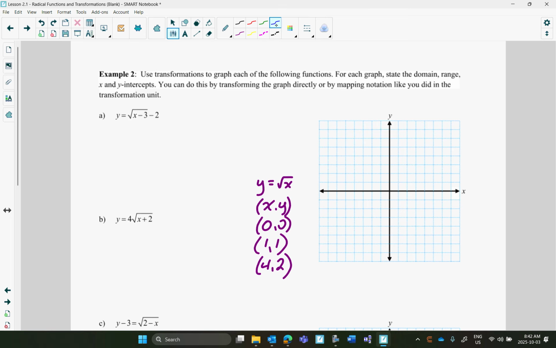What would the mapping notation formula for this one be? x plus 3, y minus 2, correct. So we take all the points from root x and apply the formula to the x and y coordinates. So we're going to get 3, negative 2. And we're going to get 4, negative 1. And we're going to get 7, 0.